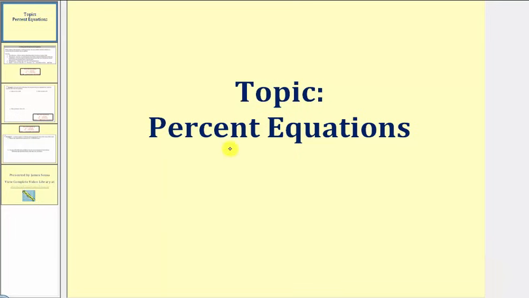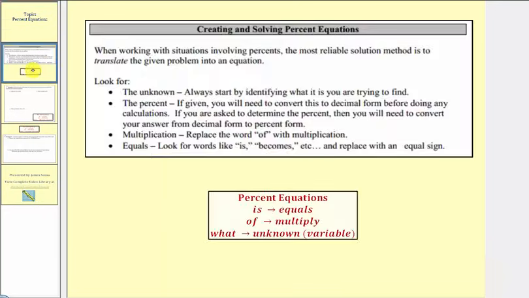Welcome to a lesson on percent equations. When working with situations involving percents, one of the most reliable solution methods is to translate the given problem into an equation. And here are things to look for. First, the unknown. Always start by identifying what it is you are trying to find.